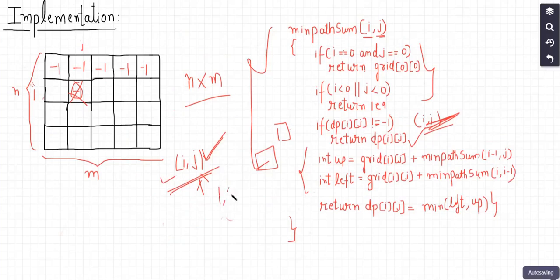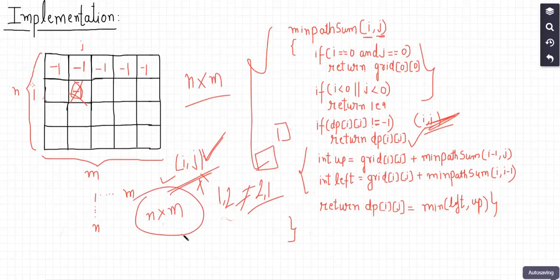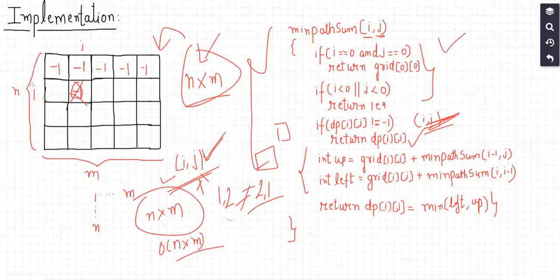Unique pairs means, if i goes from 1 to n and j goes from 1 to m, then the number of such unique pairs would be n cross m, and that would be the number of function calls as well. Hence the time complexity would be n cross m. And what about the space complexity? Since we are using a DP array of dimensions n cross m, the space complexity will also be n cross m.